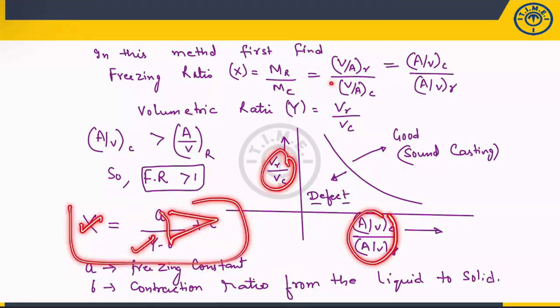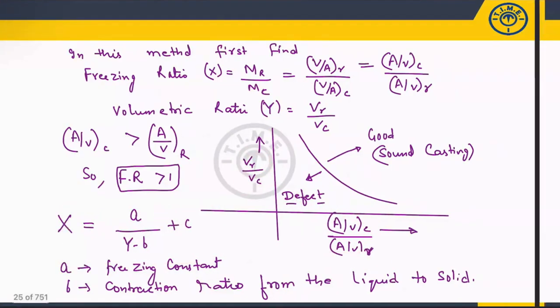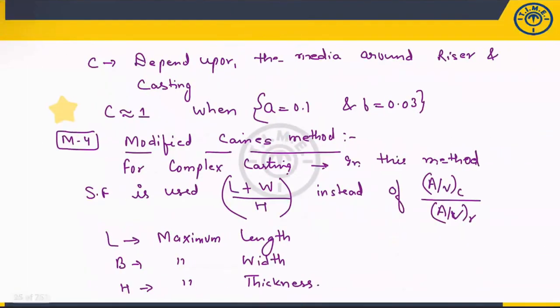Or otherwise they can frame this question in table form also. For example, this X coordinate value corresponds to this Y value. So once you know the X and Y, you can calculate the unknown. Now, they have asked the question based on the modified Keynes method.